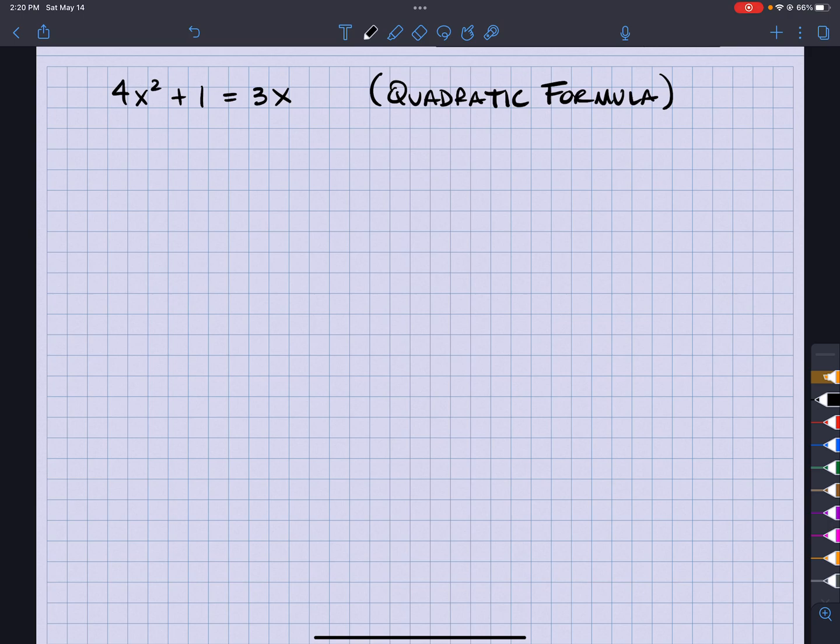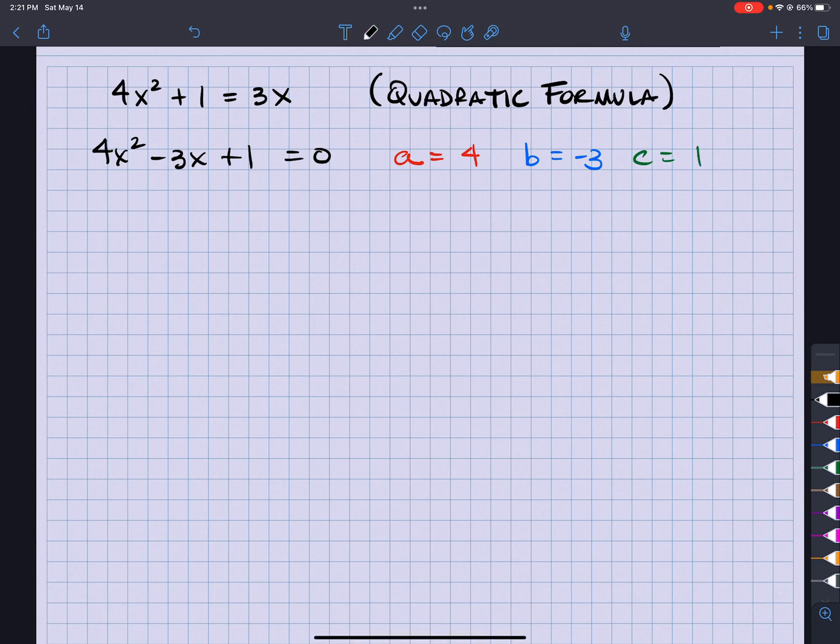But first, I need to get it into standard form, meaning get everything to one side, highest power to the lowest power. So I want to bring everything to the left because the x squared term is positive there, and I want to keep the x squared term positive. So I'm going to have 4x squared minus 3x plus 1 is equal to 0. So with that being said, I see that my a is equal to 4, my b is equal to negative 3, and my c is equal to 1.